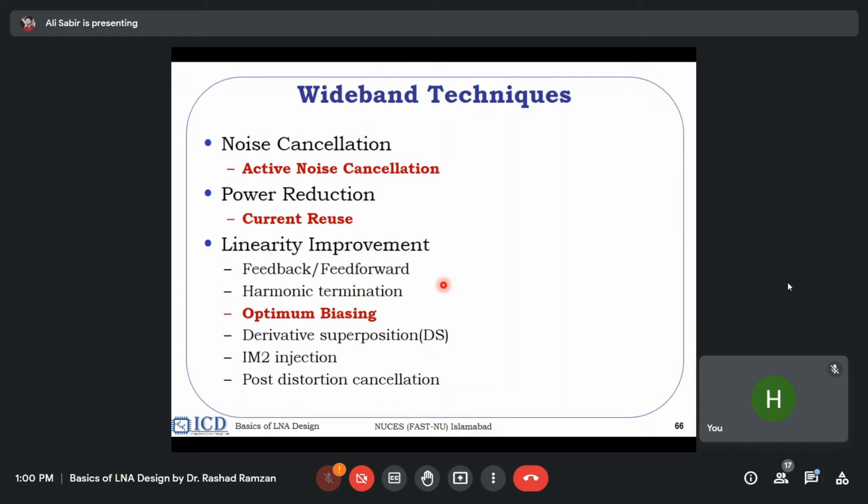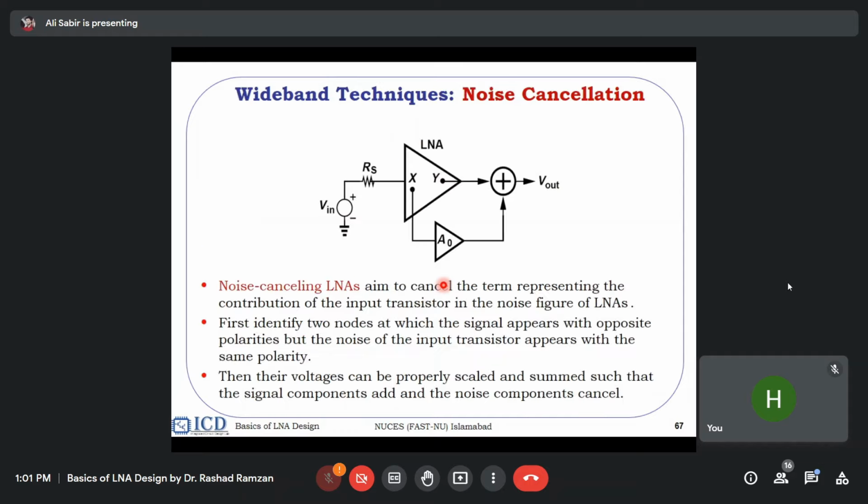There is a group at the University of Twente in the Netherlands, the group of Professor Bram Nauta. They proposed for the first time the technique called active noise cancellation in LNAs. From their group, this technique was introduced to solve this problem, as we move from narrowband to the connectivity of wideband. So how to solve this problem? They proposed that the noise can be actively cancelled inside the LNA. This is a diagram from their paper, and this is how they explain it.